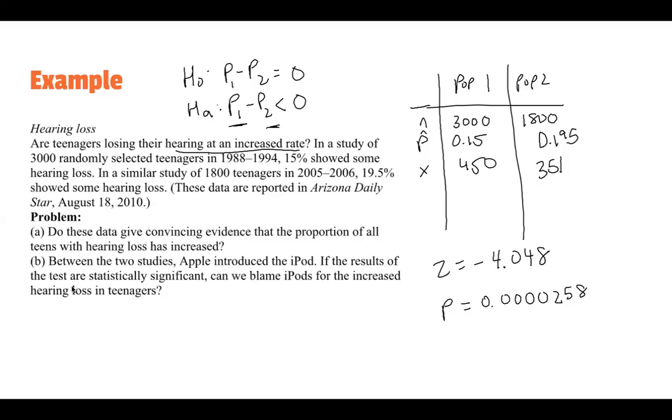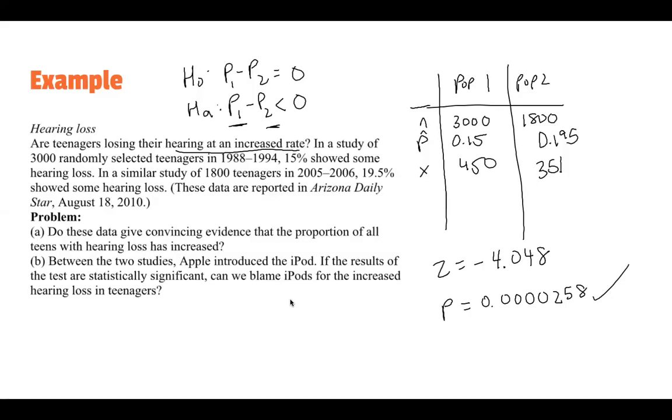Part B. Between the two studies, Apple introduced the iPod. If the results of the test are statistically significant, which they are, can we blame iPods for the increased hearing loss in teenagers? Sure, seems like a factor, right? But statistically speaking, can we? The answer is no, which you might have guessed because of the fact that they're asking that question. But the reasoning is also important.